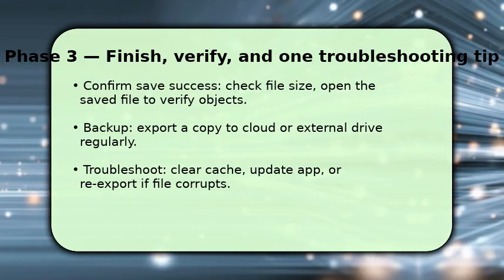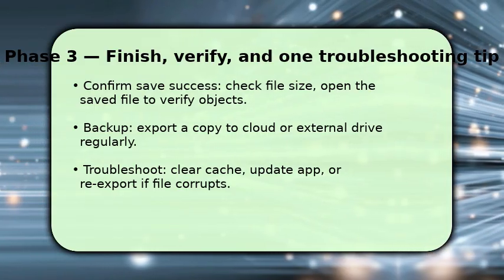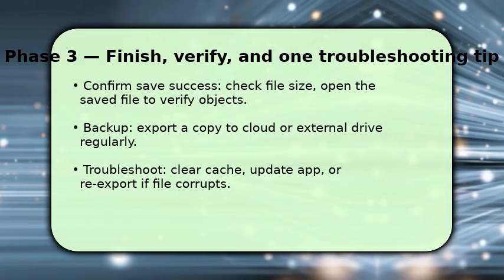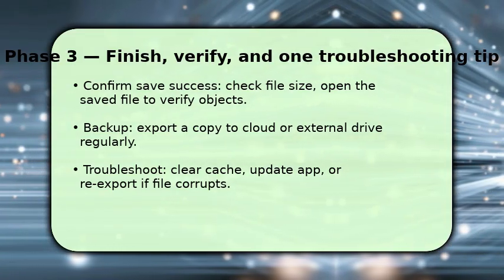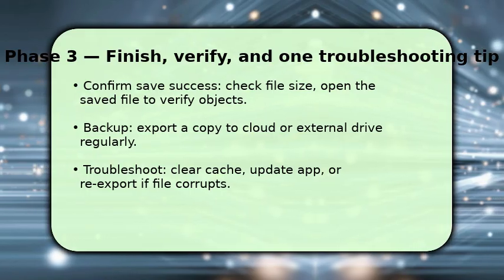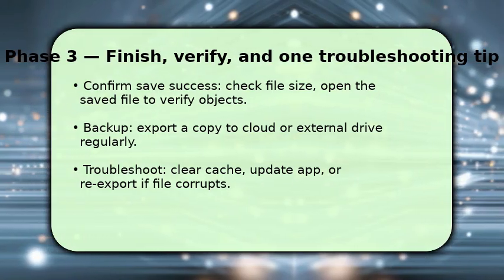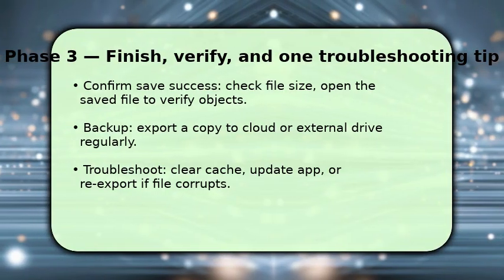If something goes wrong, for example, the file won't open or objects are missing, try clearing Geogebra cache, updating the app, or re-exporting from the original session. If corruption persists, recover the most recent backup or export XML to examine component data.